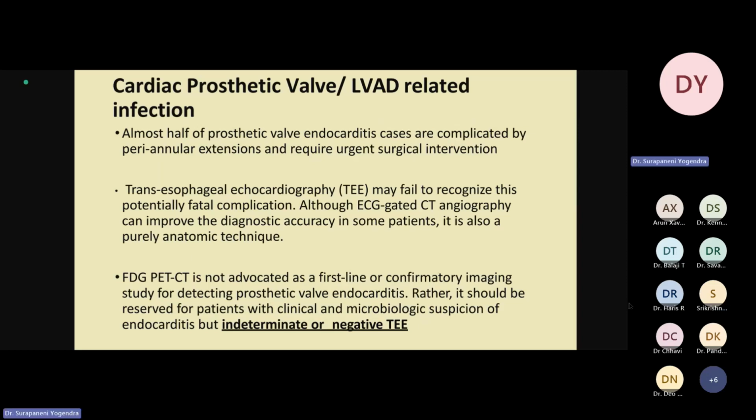Almost half of prosthetic valve endocarditis are complicated by periannular extensions and require urgent surgical intervention. Transesophageal echo may fail to recognize this potentially fatal complication. Although ECG-gated CT angiography can improve the diagnostic accuracy in some patients, it is also a purely anatomic technique. FDG PET CT is not advocated as a first-line or confirmatory imaging study for detecting prosthetic valve endocarditis. Rather, it should be reserved for patients with clinical or microbiological suspicion of endocarditis, but negative or indeterminate transesophageal echo.